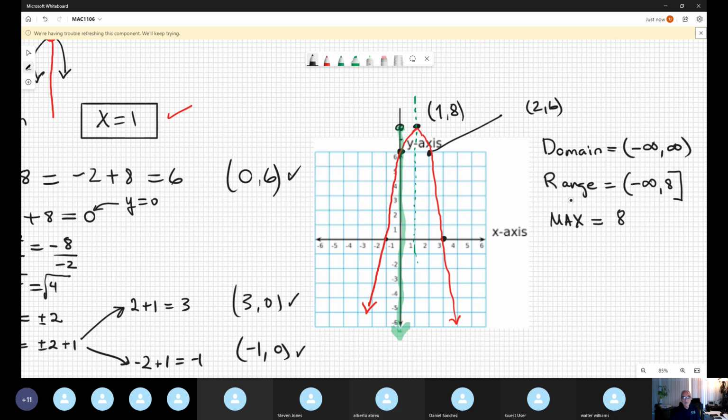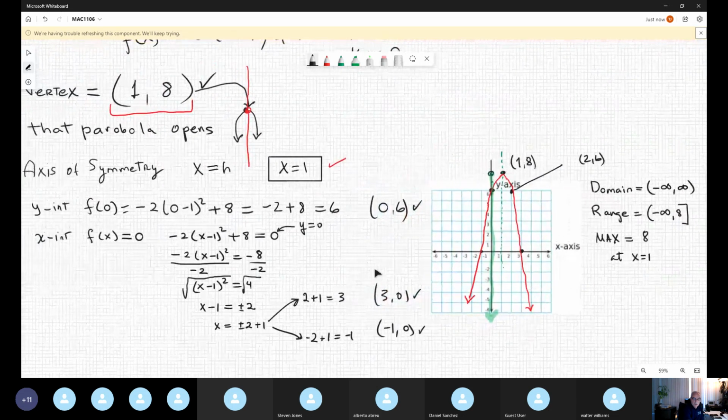And the maximum is the value 8. The value 8 is the maximum at x equals 1. It's a maximum because the parabola opens down. No? Any questions, guys?